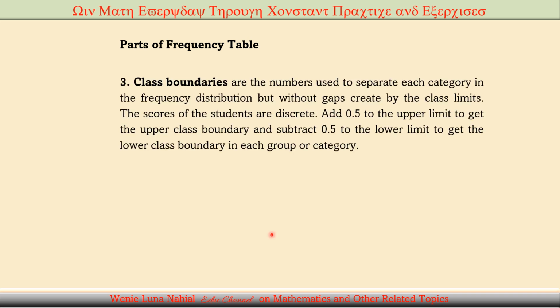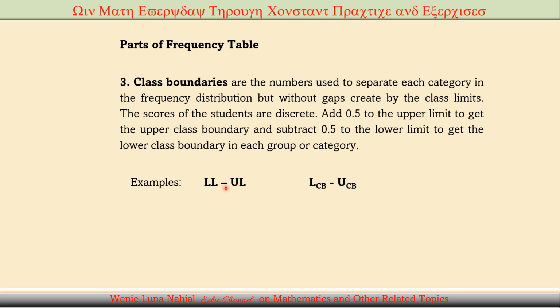Now, the third part of a frequency table is the class boundaries. These are the numbers used to separate each category in the frequency distribution, but without the gaps created by the class limits. The scores of the students are discrete. So you have to add 0.5 to the upper limit to get the upper class boundary and subtract 0.5 from the lower limit to get the lower class boundary in each group or category.